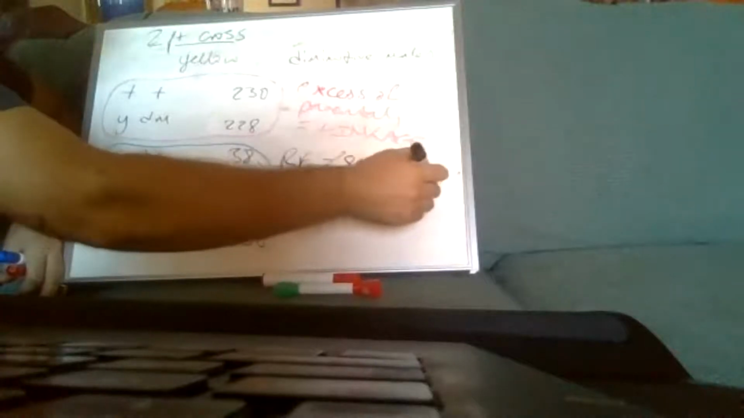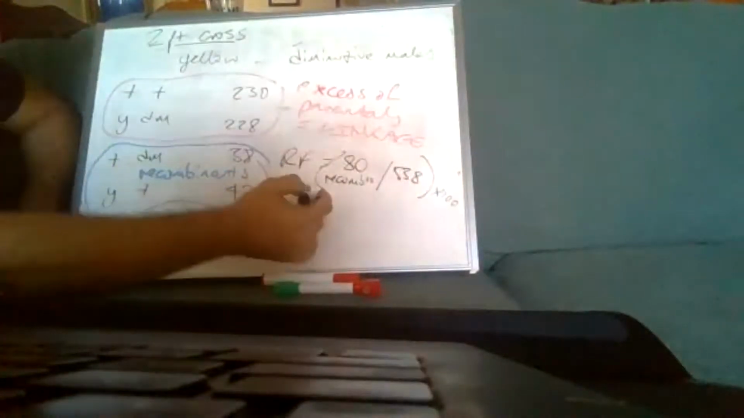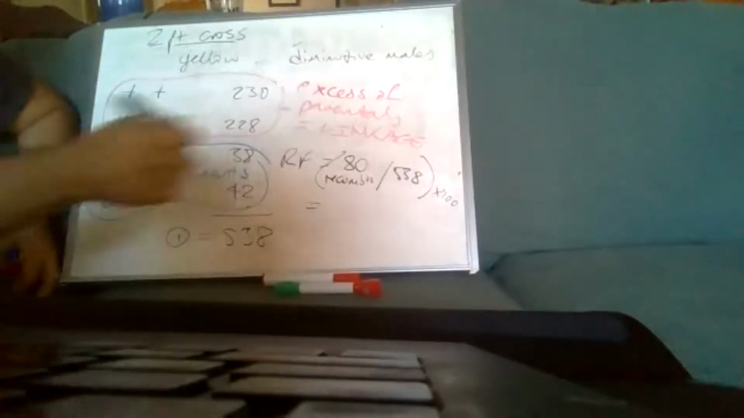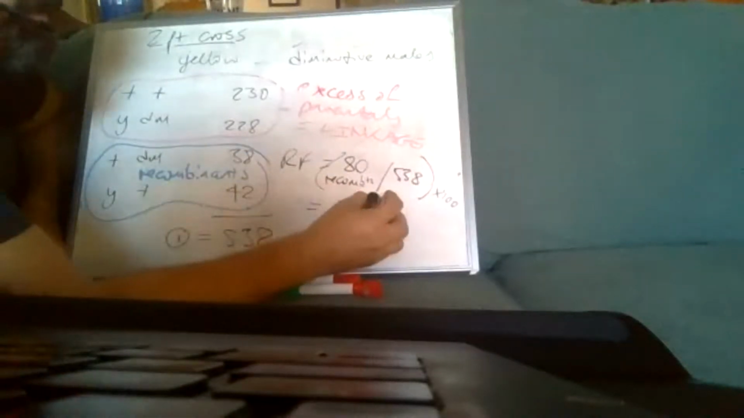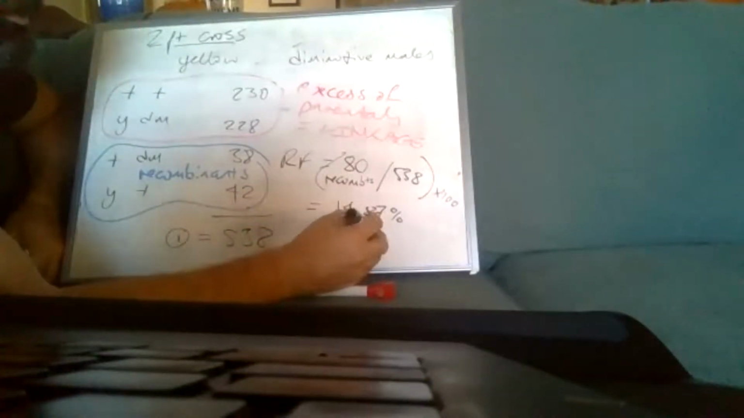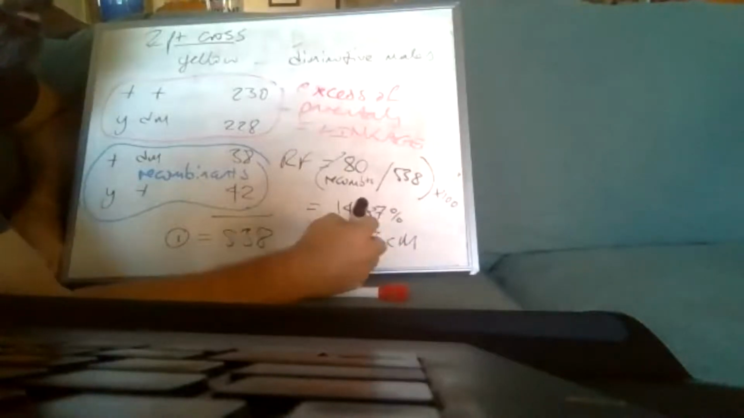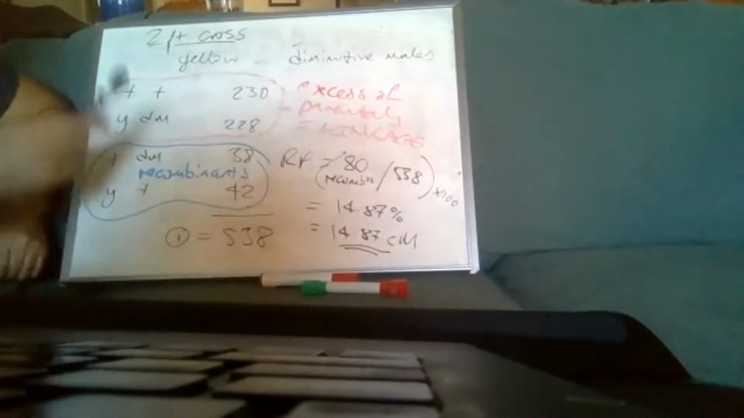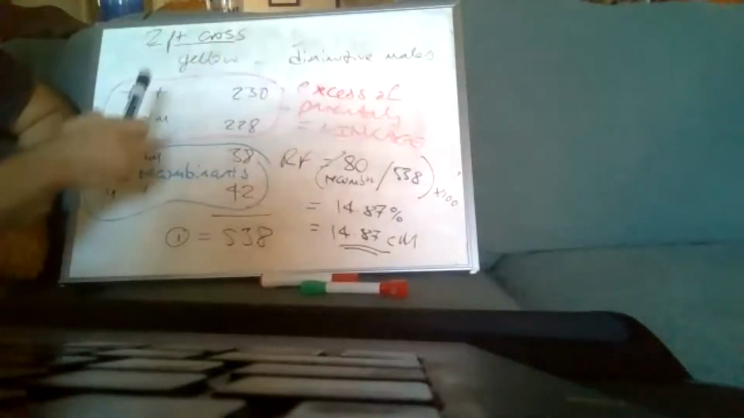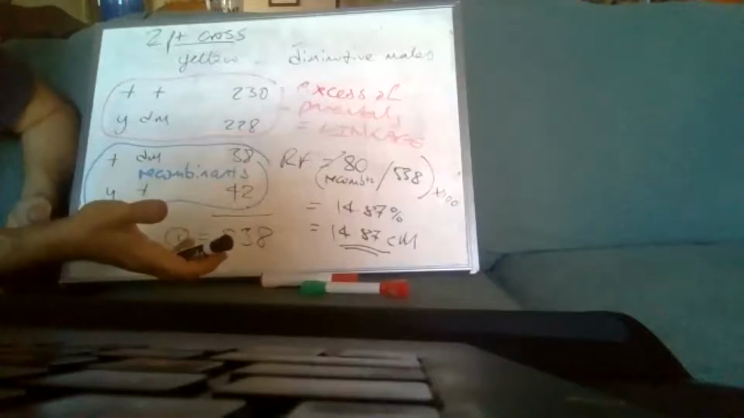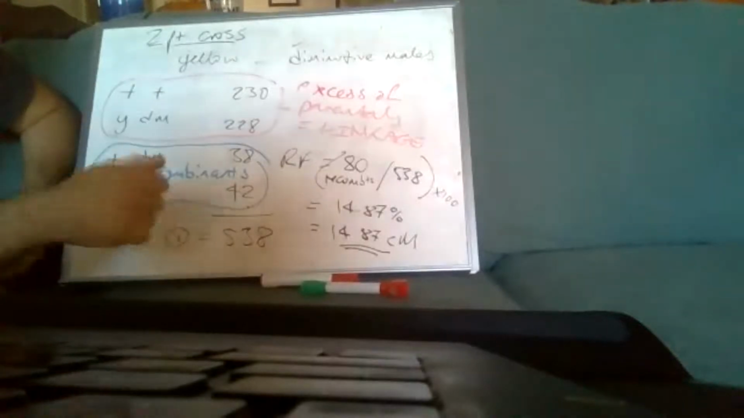And all of that times 100, which equals what? Okay, so that's 14.87%. And that is exactly the same as 14.87 centimorgans. And that's how you work out distance between two genes. It's really quite straightforward, as long as you can add things up.